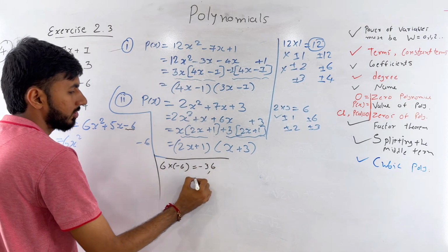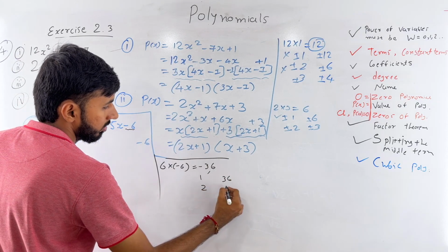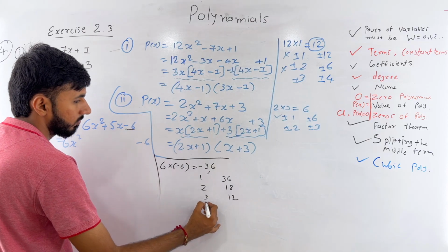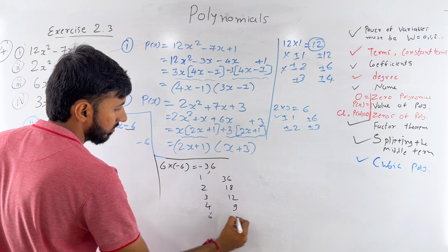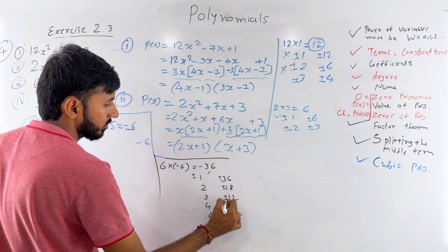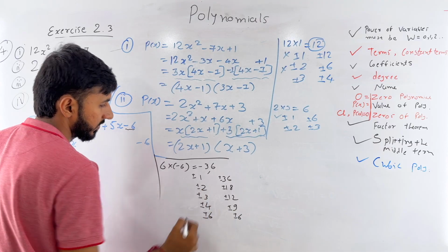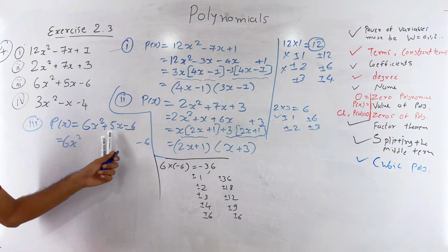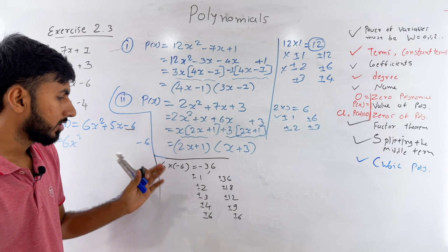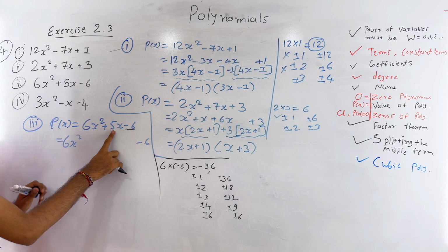So 6 multiply minus 6, that will be minus 36. Writing the factors of minus 36 will be 1 multiply 36, then 2 multiply 18, then 3 multiply 12, 4 multiply 9, 6 multiply 6, right? These all are the factors. In all I can write plus minus. Now my goal is I have a coefficient of x equal to 5, so I have to use two factors such that their addition should be equal to 5.